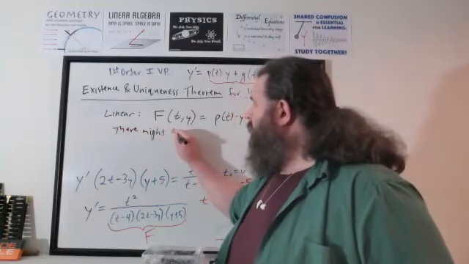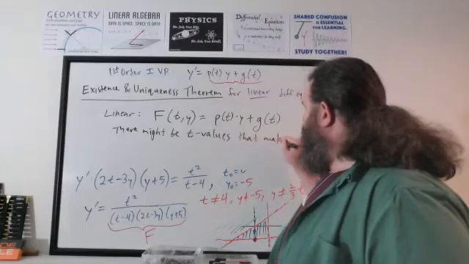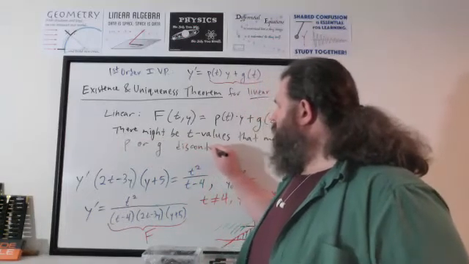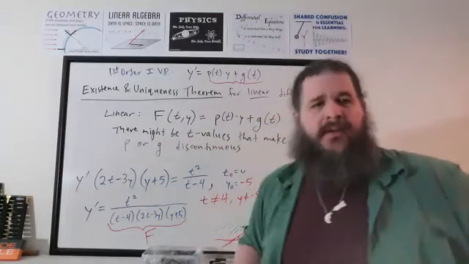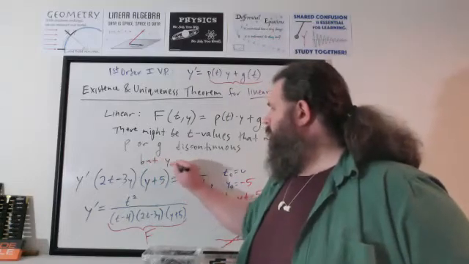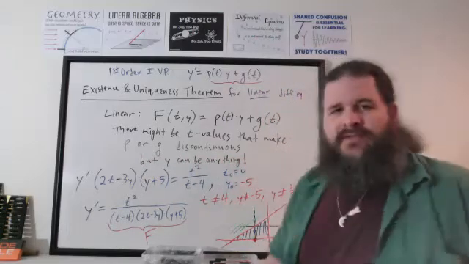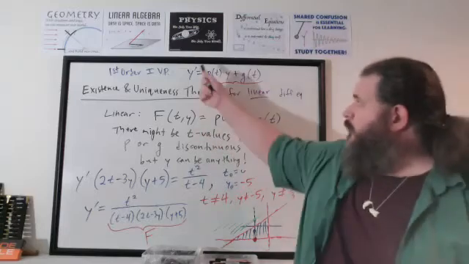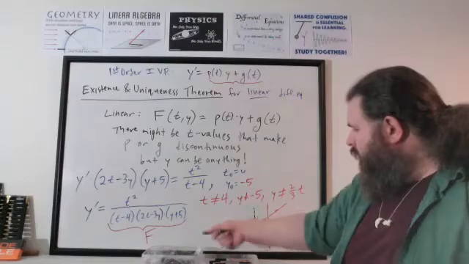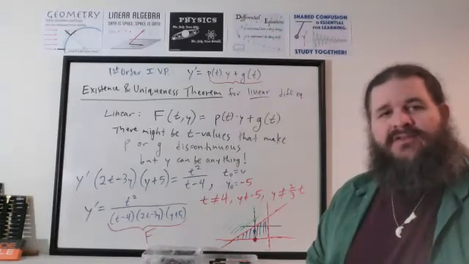So there might be t values that make p or g discontinuous. So we have to be concerned about t values, but every y value is okay. Y can be any real number. Which means for linear differential equations, if it's of the form y prime equals something times y plus something, in that case, we don't need to worry about drawing out curves or lines of discontinuities. All we have to care about is specific t values that cause discontinuities.